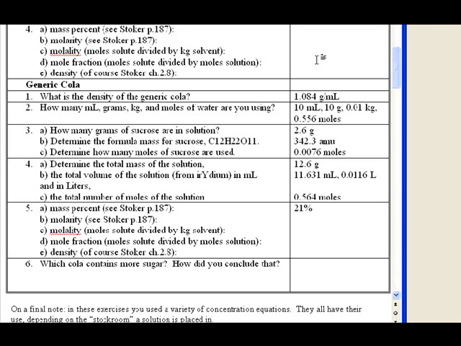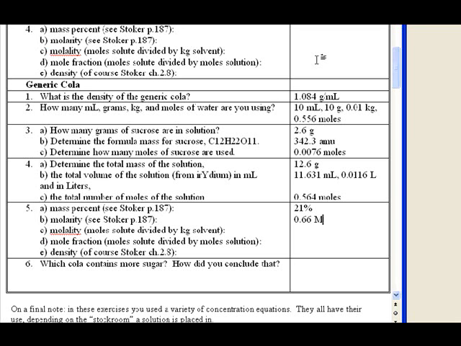Molarity. Molarity is moles of solute divided by liters of solution. Moles of solute is 0.0076 divided by the liters of solution, 0.0116 liters. I come up with 0.655 for the molarity. Respectively, I think I'm down to two significant figures, so let's make it 0.66 molarity.